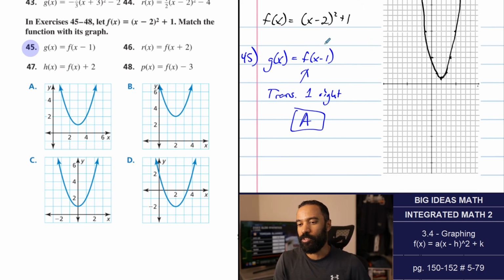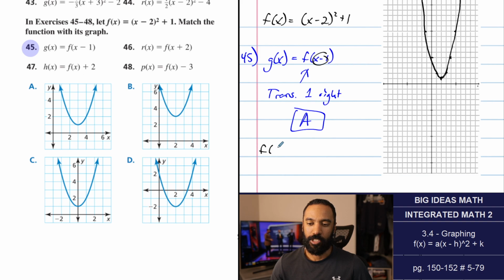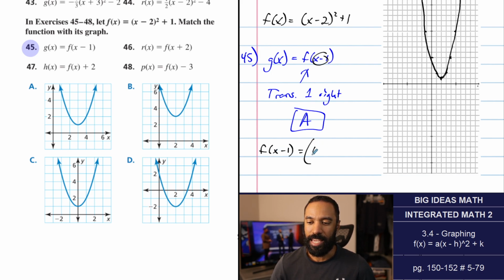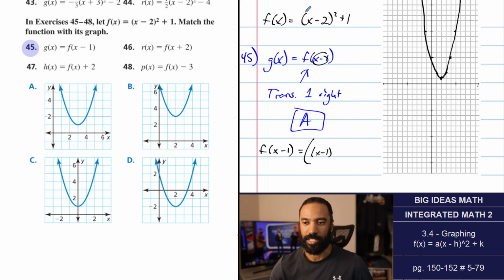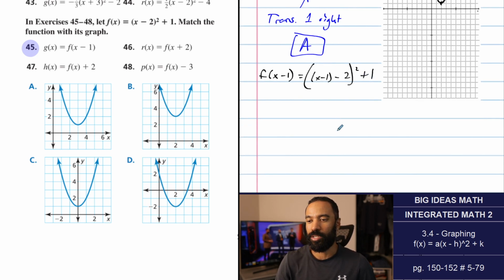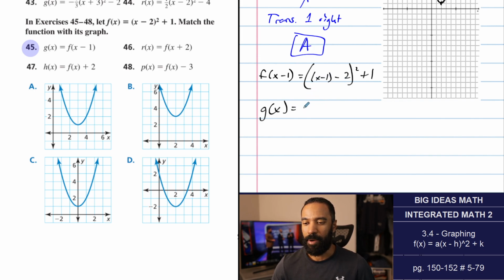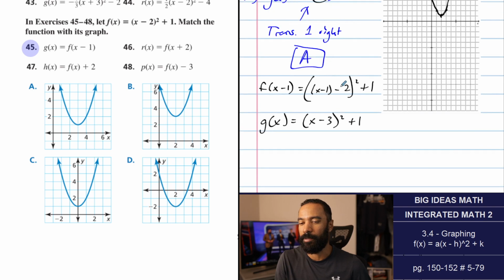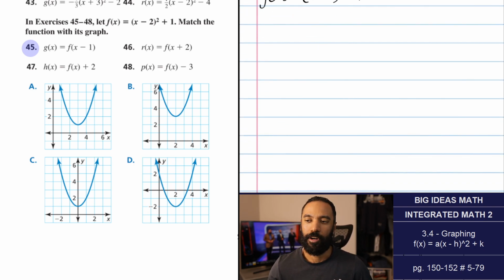If you were confused as far as what actually happens in here, with f of x minus 1, being g of x no less, keep in mind that f of x is x minus 2 squared plus 1. For f of x minus 1, you take the x minus 1 and substitute it for x. Instead of x minus 2, it'll say x minus 1 minus 2. And that's a substitution. Negative 1 minus 2 is negative 3, so this becomes x minus 3 squared plus 1. And you can see that's why the vertex is where it's supposed to be at 3, 1, if that helps you.